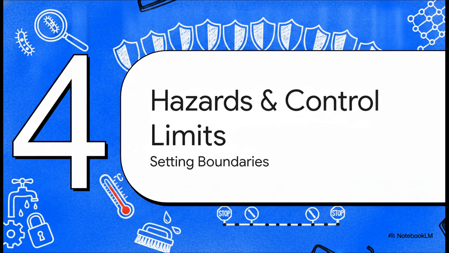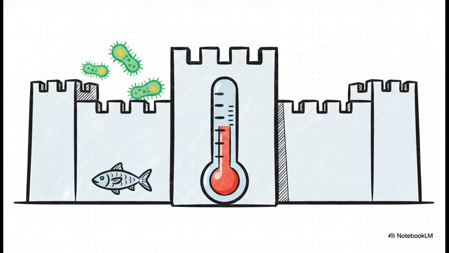Section 4. Hazards and control limits, where we set our boundaries. We really need to understand the preventative measures and control limits here. Imagine your kitchen as a fortress, right? Every room has a specific threat. Say, the hazard is a dangerous virus lurking in raw seafood, like the Norwalk-like virus.